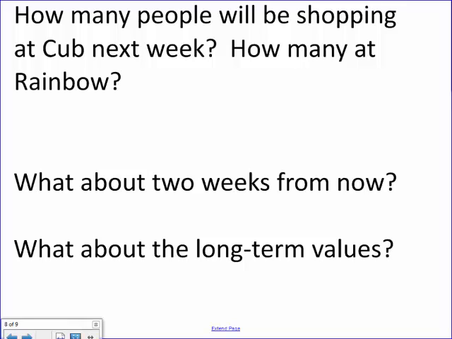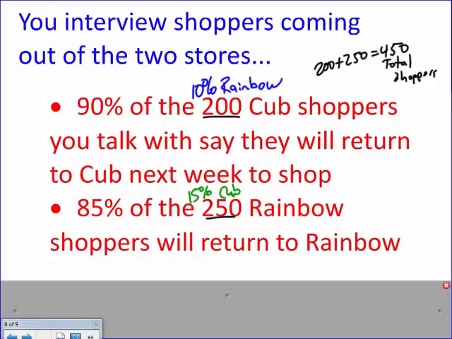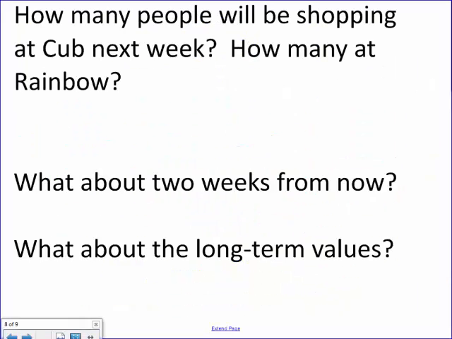So how many people will be shopping at Cub next week, and how many at Rainbow? So let's go back. So let's look at Cub. I had 200 original shoppers at Cub. So let's do Cub here. So we had 200. And now 90% are returning. So I would multiply that by 0.9 to get those that are returning. Plus we have to add on the ones that left Rainbow that are coming to Cub now.